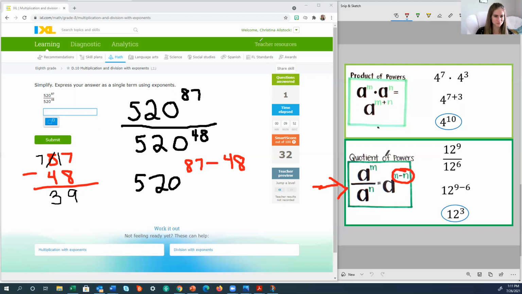Not that hard. So definitely want to make sure we keep our brains sharp, and whenever you can, work it out on paper or do it in your head. All right, our base is the same, 520, and our exponent, as we just discovered, is 39. So there we go. Click that blue button to insert my answer. 520 to the power of 39. Beautiful.